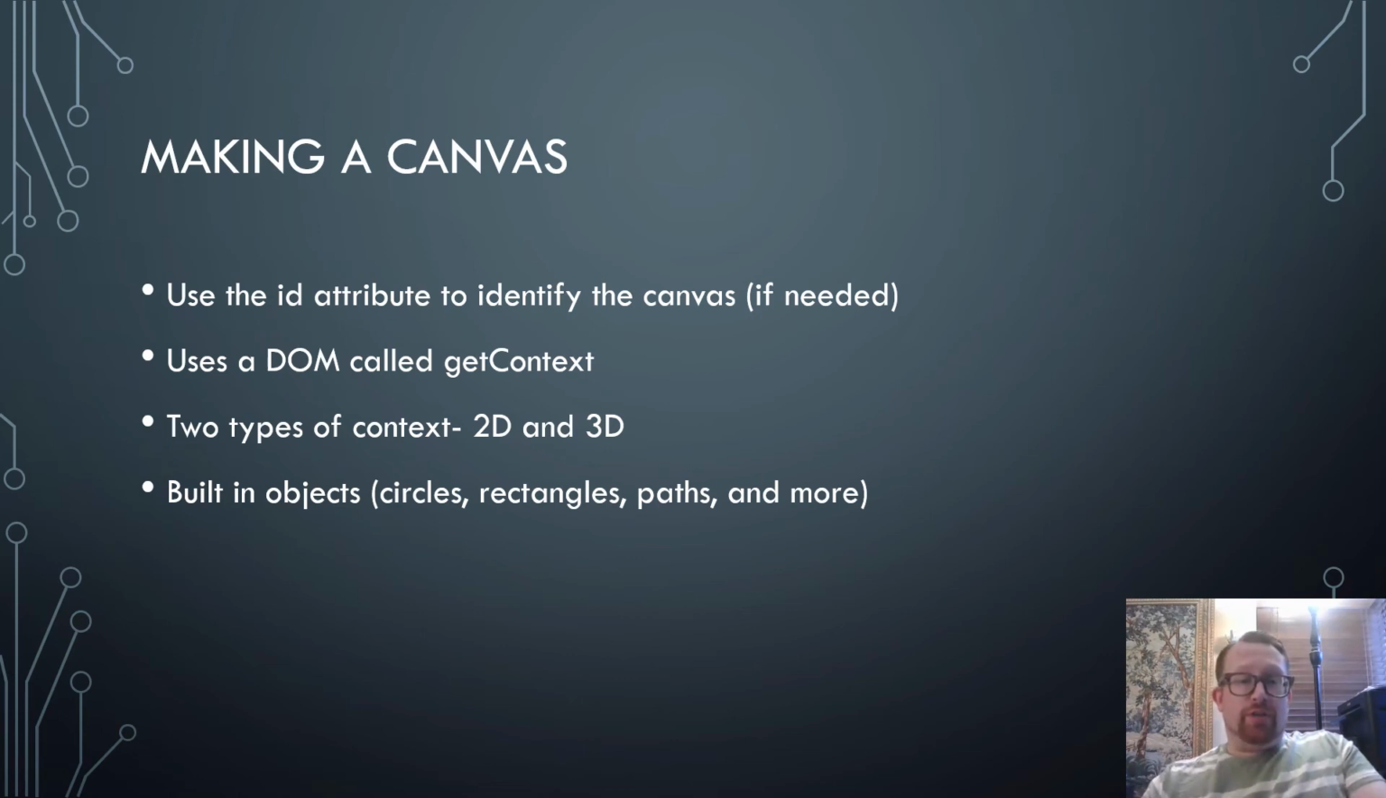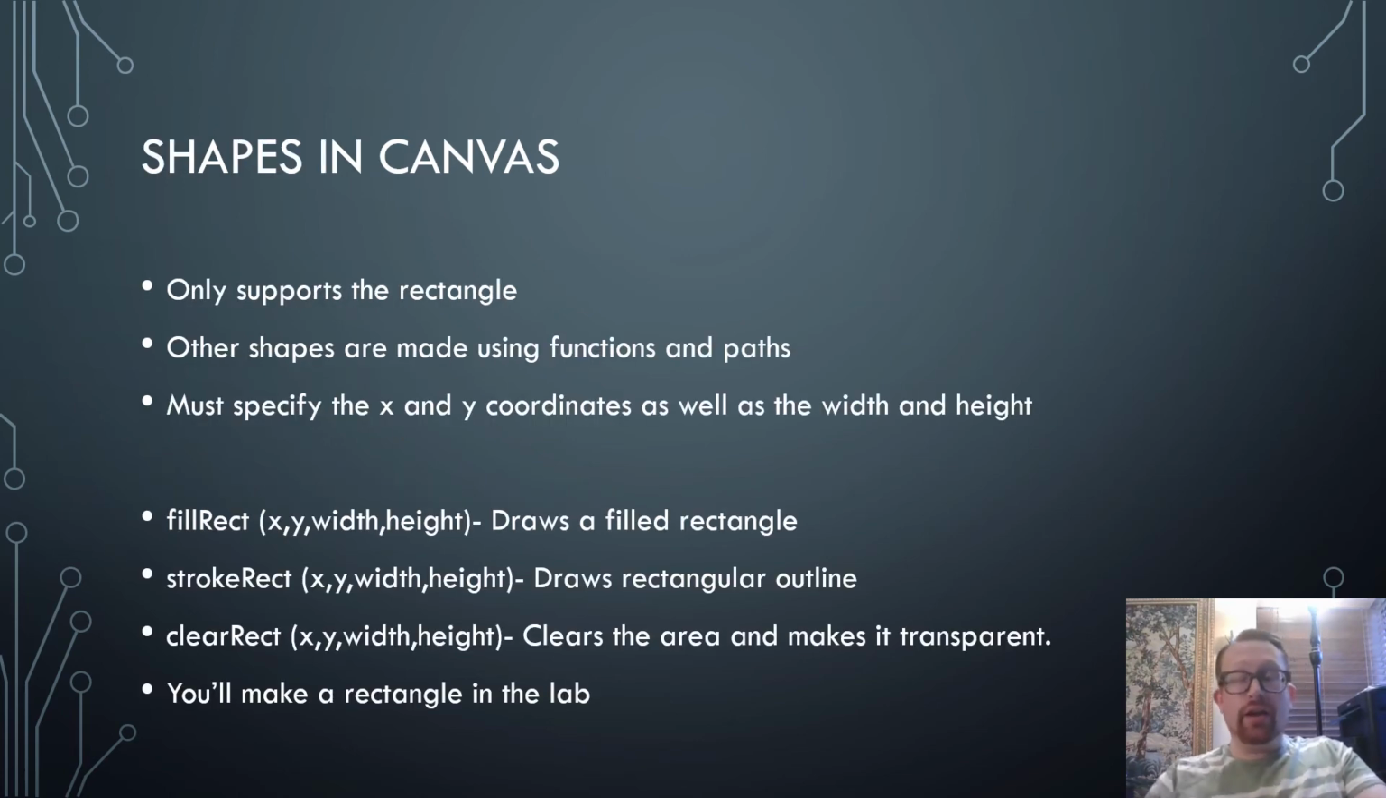There are built-in objects, circles, rectangles, paths, and more. However, it only supports the rectangle. Other shapes can be made using functions and path. You really have to know how to code it. You must specify the X and Y coordinates as well as the width and the height. So the only shape you can really draw yourself is the rectangle. Otherwise, you do need to know some coding programming language in order to do this.